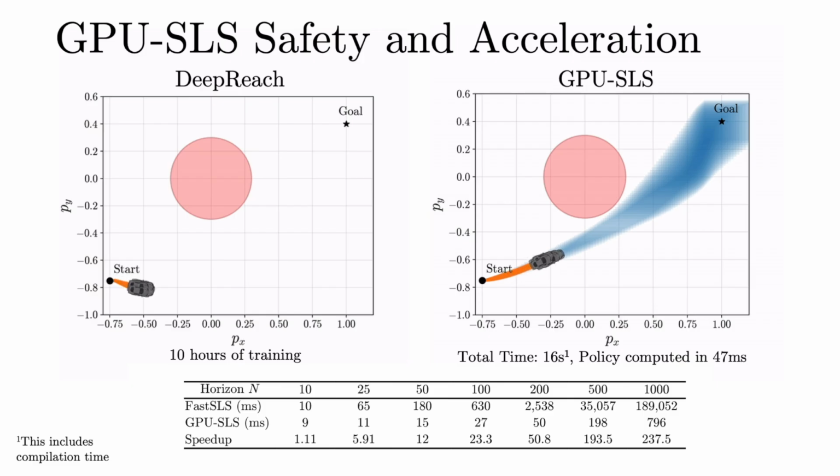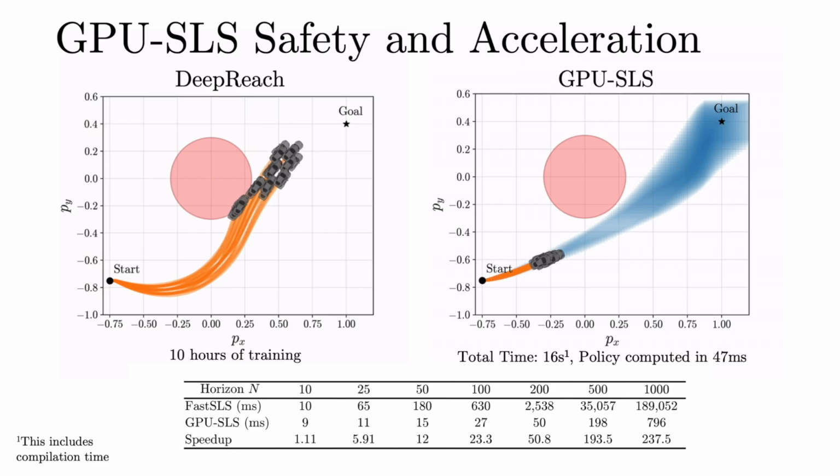On a Dubin's car benchmark, our method outperforms learning-based reachability approaches, achieving 100% empirical safety while retaining the formal guarantees provided by SLS. Our solution, which is implemented in JAX, requires a one-time compilation time of 16 seconds, but after compilation, the online compute time is 47 milliseconds on average. In contrast, the learning-based baseline, DeepReach, achieves only 81% empirical safety despite 10 hours of training time.